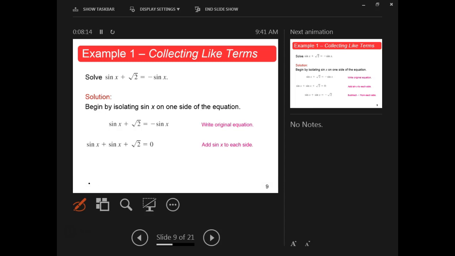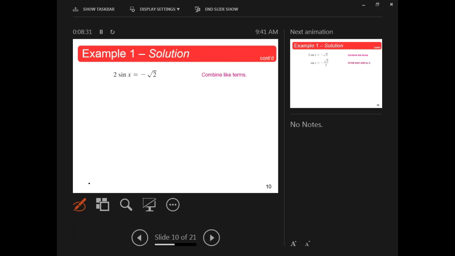And what they did, they first added the sine x to both sides. Okay? And next they're going to combine like terms. Well, no, they're not. Subtract square root of 2 from both sides. And then they combine like terms. They sure take their time with it. 2 sine x is equal to negative root 2. And then divide both sides by 2. And that isolated your sine x. Sine x is equal to negative root 2 over 2.